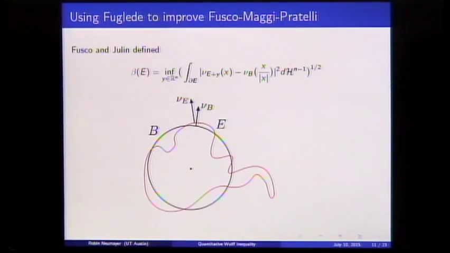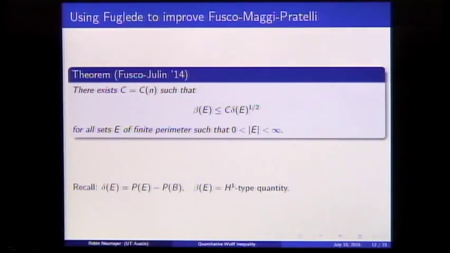And for sets that are small normal perturbations, it's equivalent to the H1 norm. And what they showed is that this H1-type quantity is also controlled by the square root of the deficit. So precisely what they did is they extended this Fuglede result to all sets of finite perimeter.